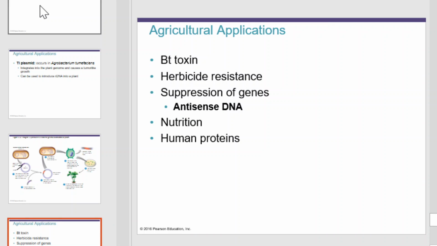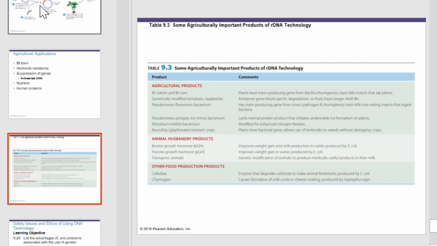Another agricultural application is Bt toxin. Bt stands for Bacillus thuringiensis. We can also introduce herbicide resistance and suppress genes. We can increase the nutrient value of agricultural plants and even insert human proteins. This is an illustration of some agriculturally important products of rDNA technology.